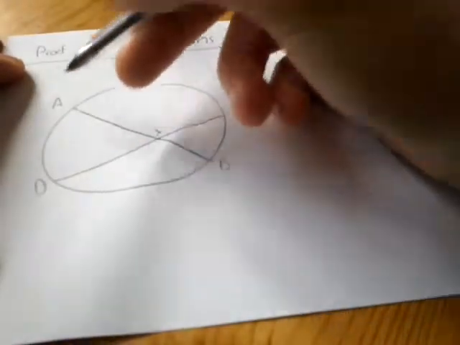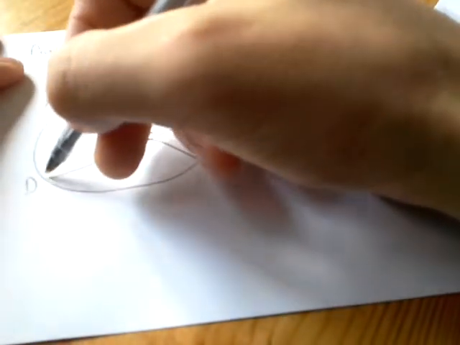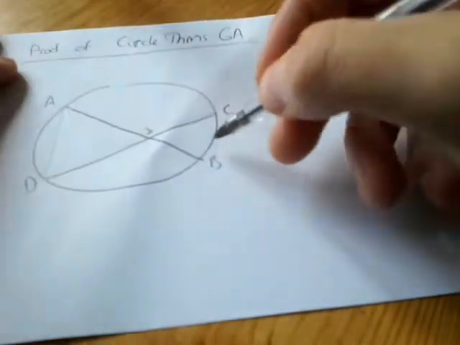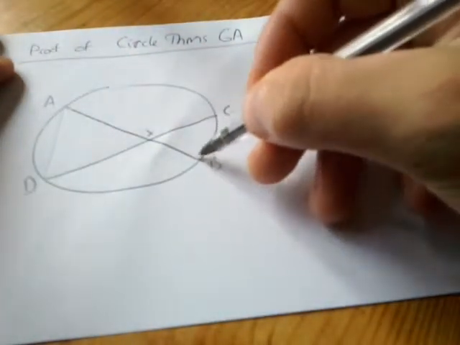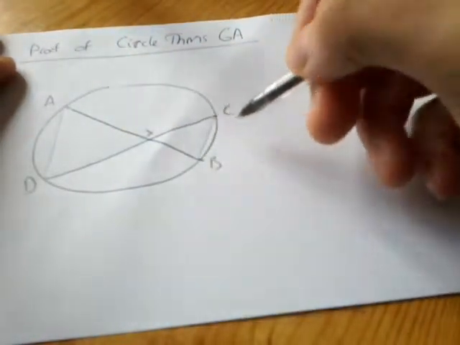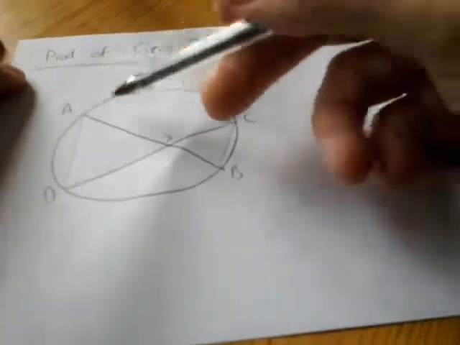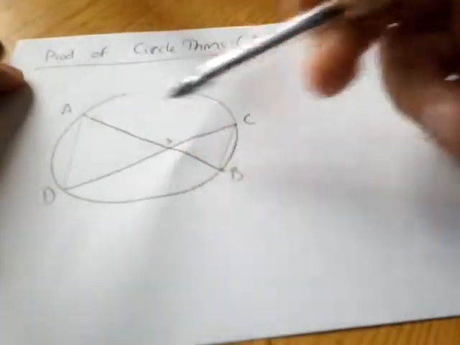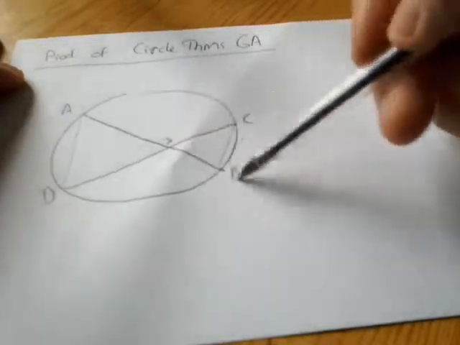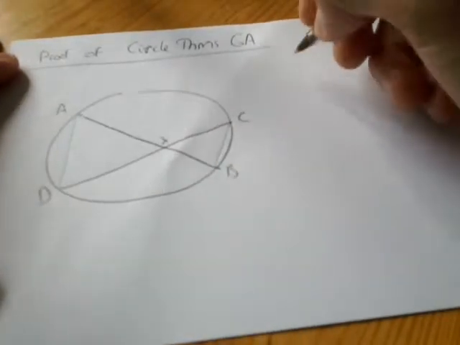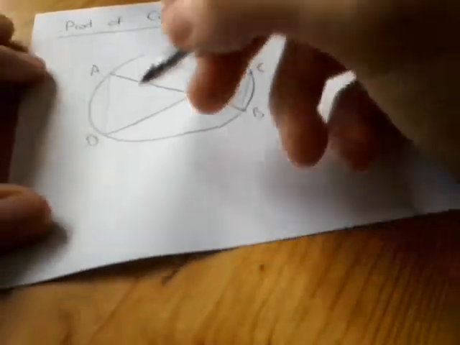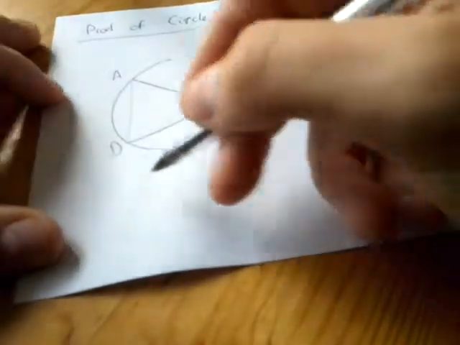The first step, what I'm going to do is draw in a couple more chords. I'm going to join A to D and B to C, like that. And I'm going to claim that these two triangles, AXD and CXB, are similar, and I'm going to do that by proving all their angles are equal. So I'm going to refer to the angles in this sort of frightening way.